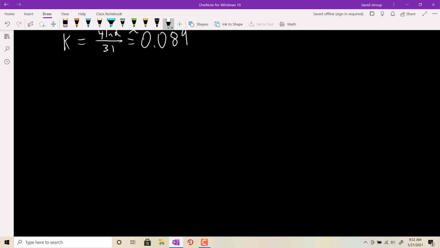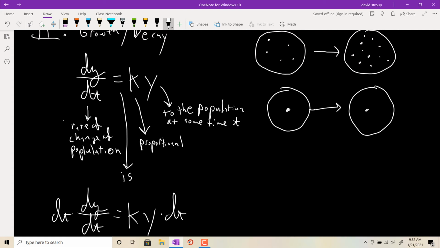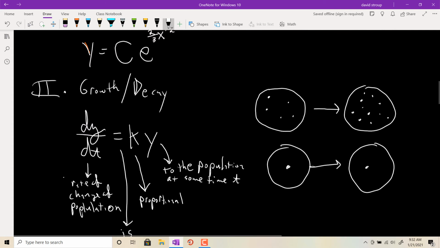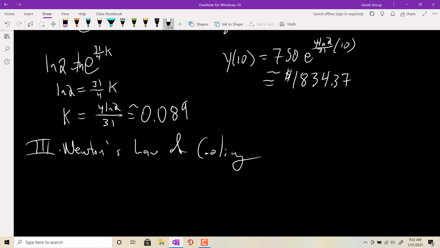The next model is the Newton's law of cooling model. Let me maybe make a new section here. This is section 2. This is section 3. Newton's law of cooling. So this is important if you maybe work in a foundry and you're doing castings or something like that.